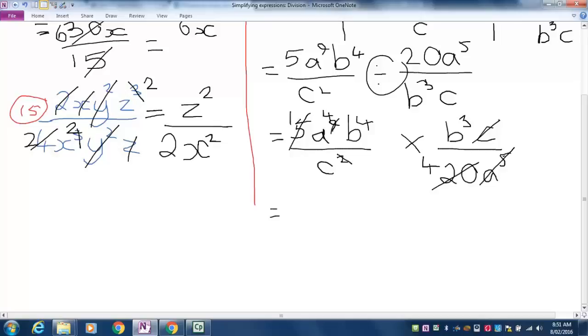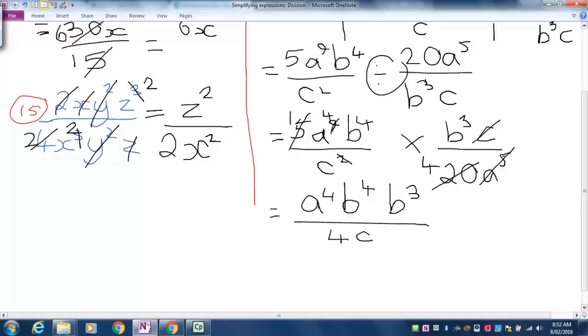So it's 1 times a to the 4, b to the 4 times b to the 3, all over 4c, nearly forgot the 4. I can tidy it up just a little more because I forgot to collect these b's together. So I get a to the 4 times b to the 7 all over 4c.